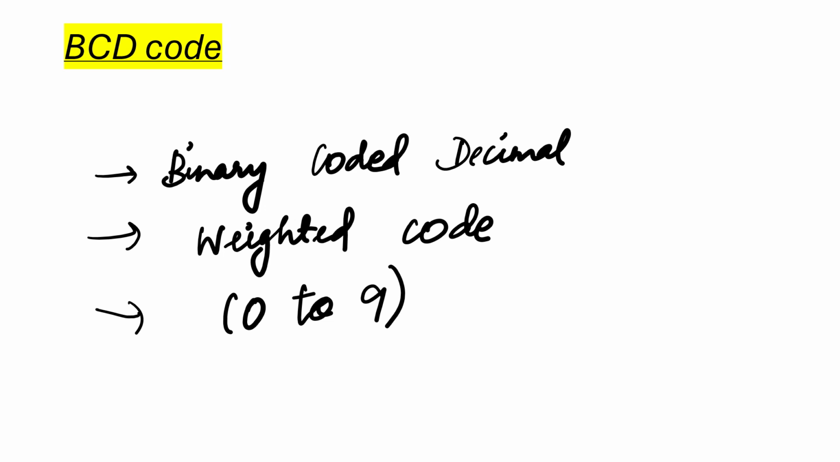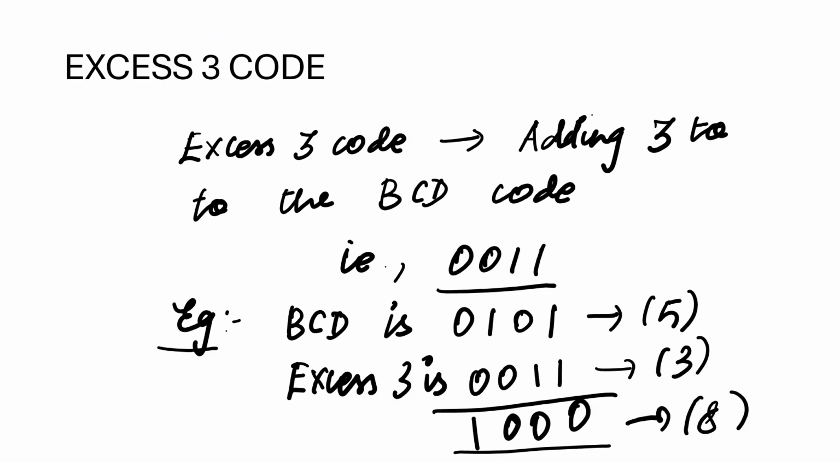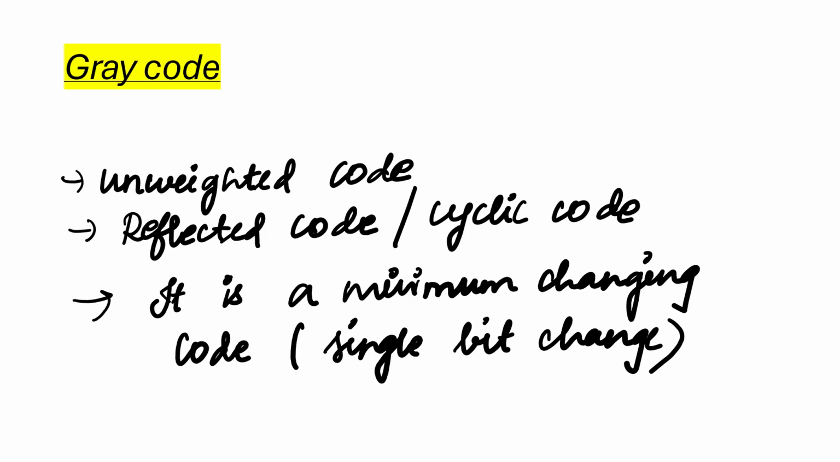BCD code we have already seen. XS3 code is nothing but adding 3 to the BCD code, and we will get the XS3 code. And then gray code. Gray code is an unweighted code. Another name for gray code is reflected code or cyclic code. It is a minimum change code, that means a single bit will change in each and every consecutive stage.